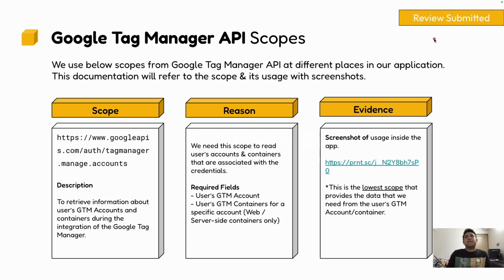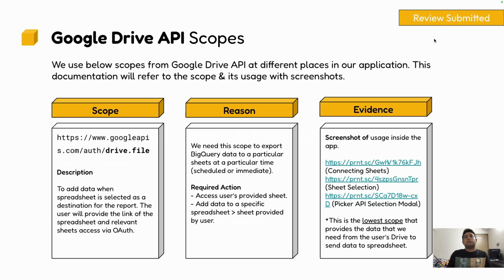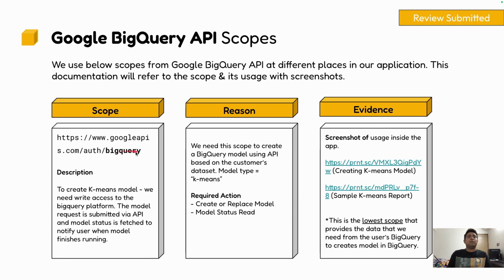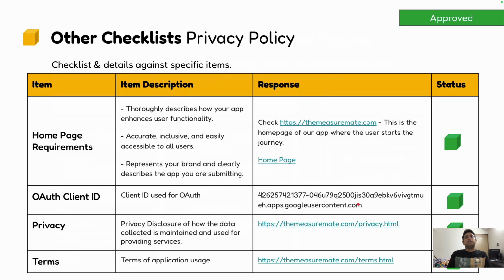Same for Google Tag Manager API scopes, and for Drive API we are just using one scope, drive.file. For BigQuery, there is read-only access and BigQuery access for creating models. And if you need any other details like privacy policies, terms, client ID that we are using, and our homepage requirements, those are already fulfilled in our previous review.